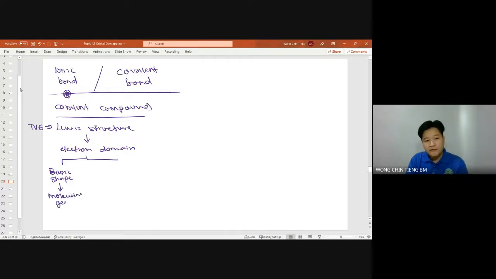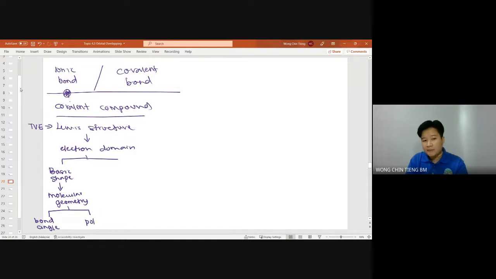Okay? And from the molecular geometry is the place that you can get two more things, where you can get your bond angle, and the next thing, we can get polarity. Remember? Okay? And along the way, from your Lewis structure, from the electron domain, moving into this part of section, where you can get the type of hybridization.